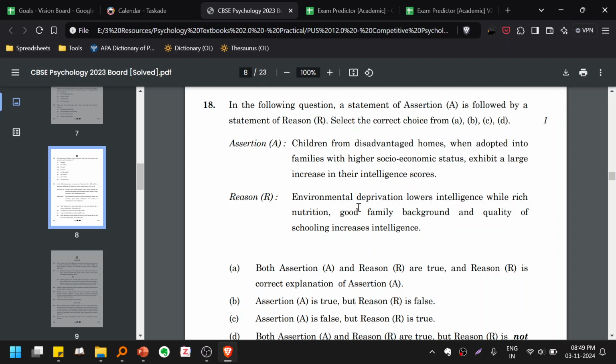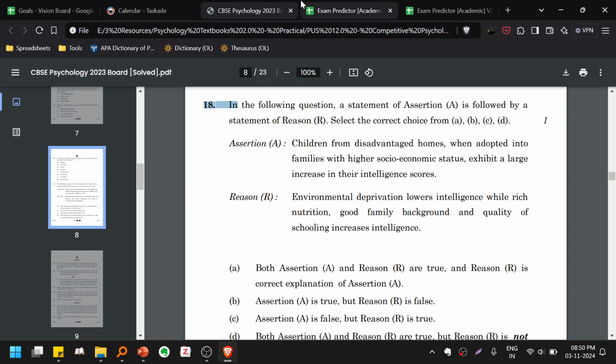So the statement given is that children from disadvantaged homes who were adopted into families with higher socioeconomic status show an increase in intelligence score. Why does this show? Because environment has an effect on your intelligence. Bad environment, or deprivation of resources, leads to lower intelligence. Okay, yeah, makes sense. So that is question 18.